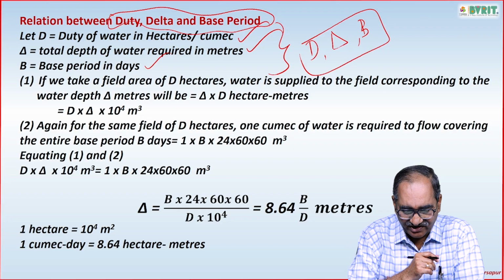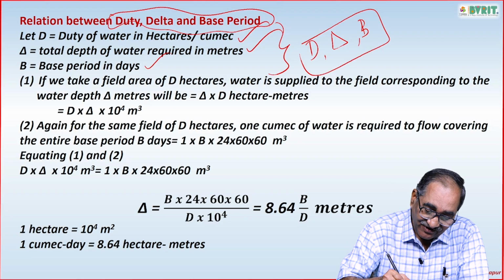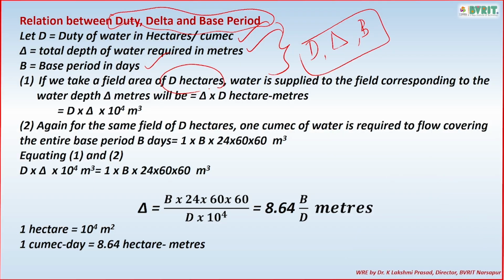So first, suppose there is a land of D hectares actually, and how much water I have to supply? Delta meters of water. So the area of the land is basically D hectares. And how much water I am supplying actually? Delta water I am supplying actually. So what is the total quantity of water I am supplying? Area multiplied by the depth. So area multiplied by the depth, delta into D hectare meters.